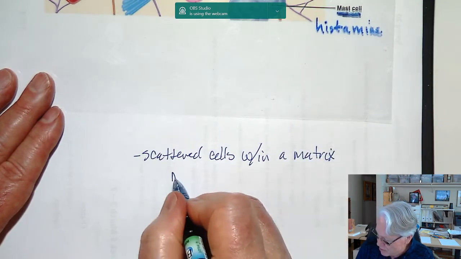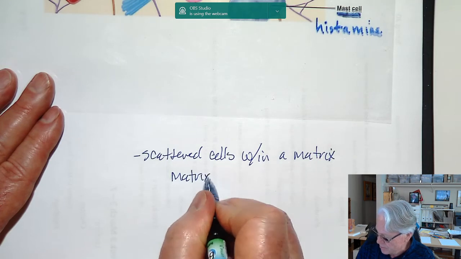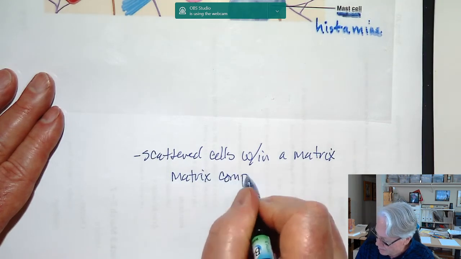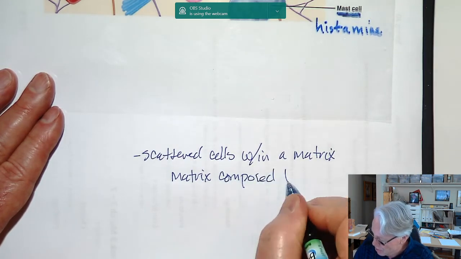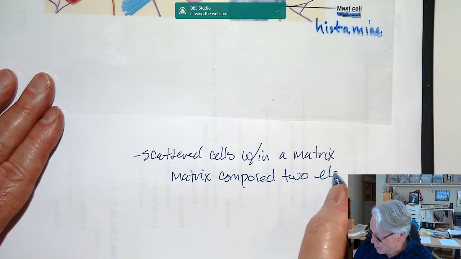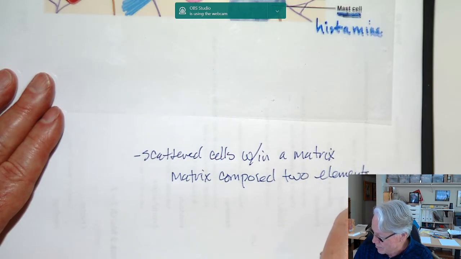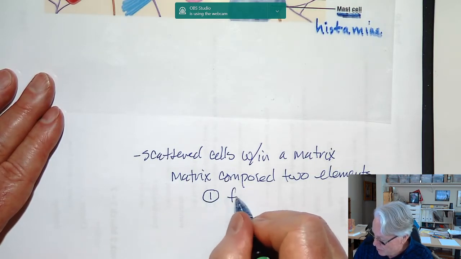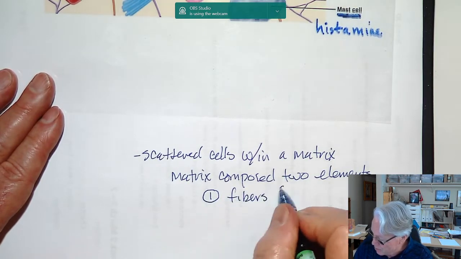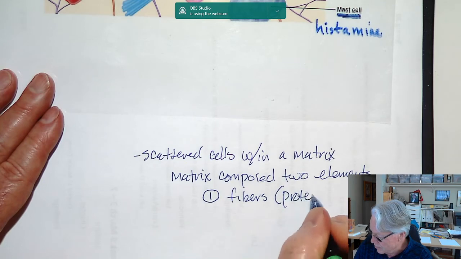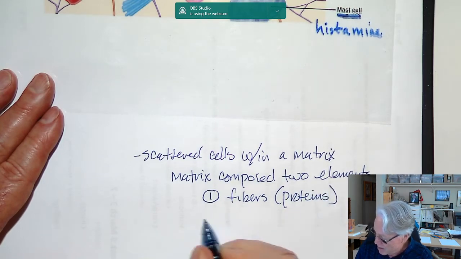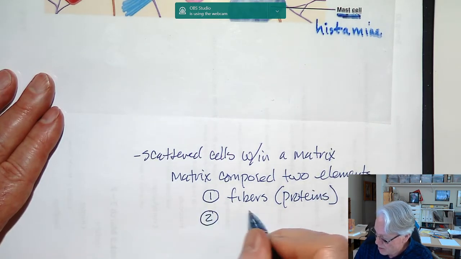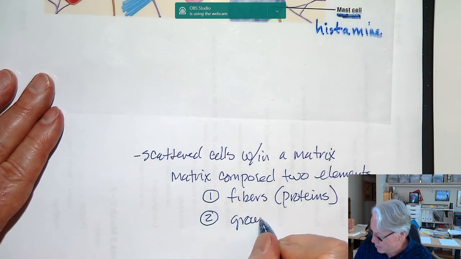And the matrix is composed of two elements. Number one, fibers. And these are proteins. Okay. And number two, a ground substance.